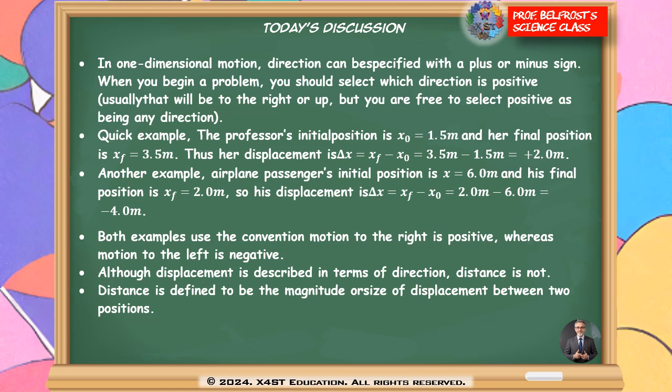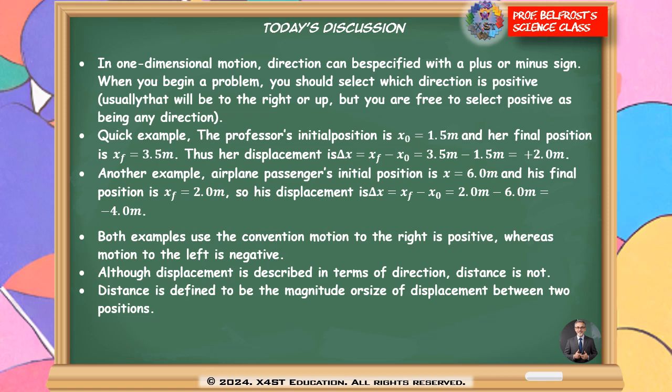Okay, so both examples use the convention motion to the right is positive, whereas motion to the left is negative, but you can switch this. As long as you stick to that convention, you can switch it. Anything will be fine. Okay, so although displacement is described in terms of direction, another term called distance is not.